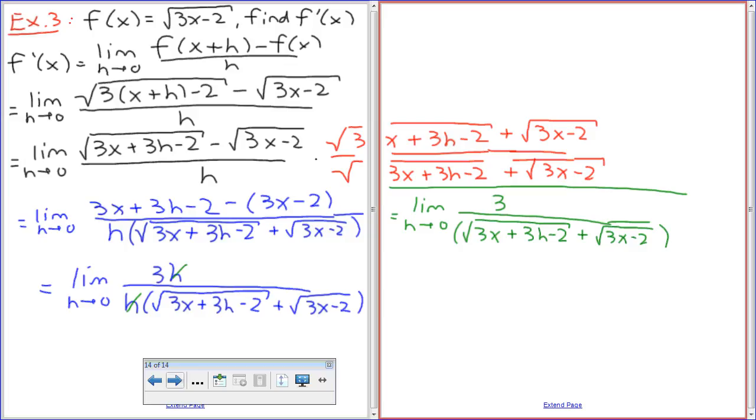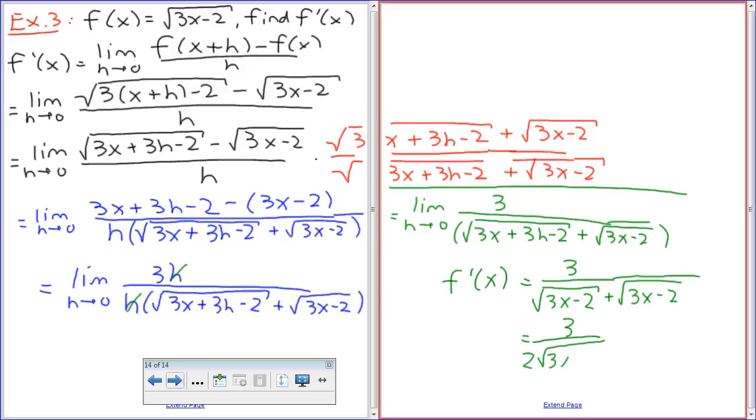Kaylee, to finish off, what's my final answer going to be, please? The final answer? Yeah. Well, you plug in 0 for h. So what's my answer going to be then? 3 over the root of 3x minus 2 plus the root of 3x minus 2, and then I just do 3 over 2 root 3x minus 2. Awesome. Wonderful.